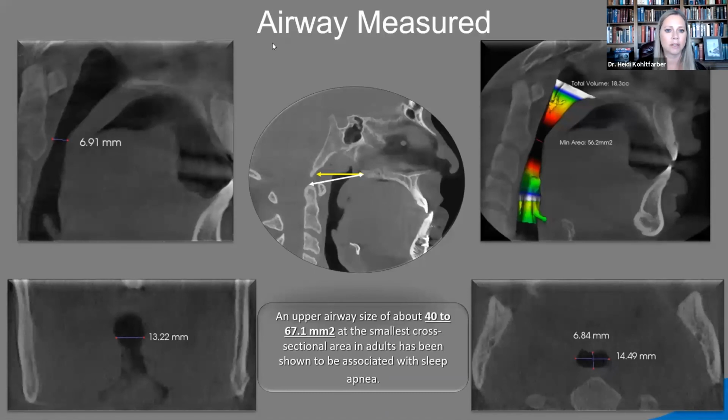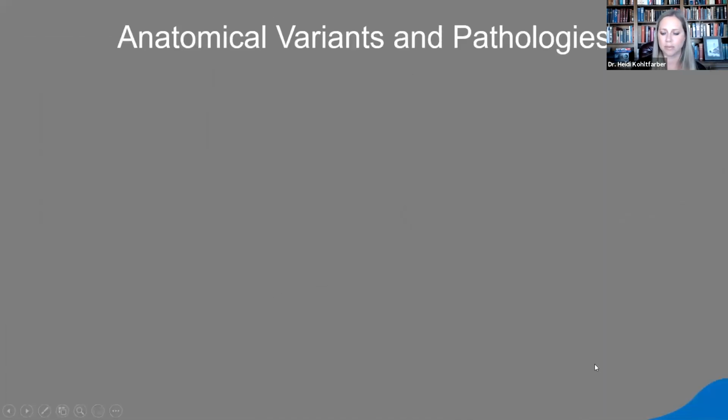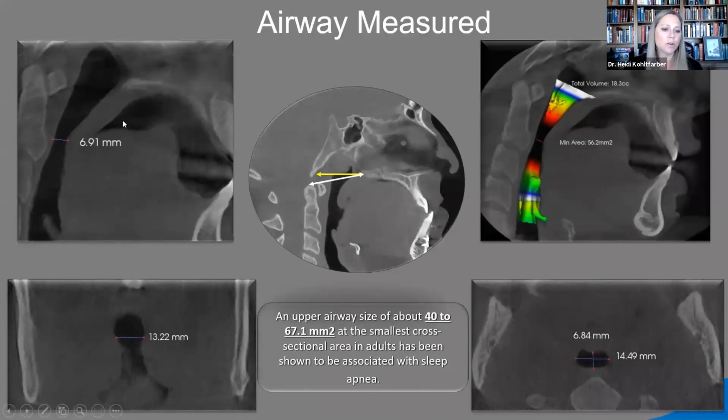All right. Our airway measured. Let me go back. So when we're measuring out our airway space, we talked roughly about some manual measurements that we used to do before. We can also look at the collapsibility of some of our soft tissues within our nasopharyngeal region. And we can segment out the airway and look at our minimum cross-sectional area, which is what we'll want to do. Now, according to the research that has been published, it's found that an upper airway size of about 40 to 67 millimeters squared is the smallest cross-sectional area in adults that has been shown to be associated with obstructive sleep apnea. So in the literature, it's actually found an association with that.